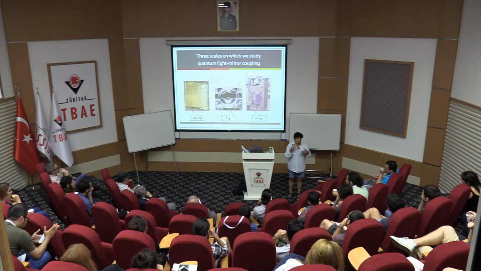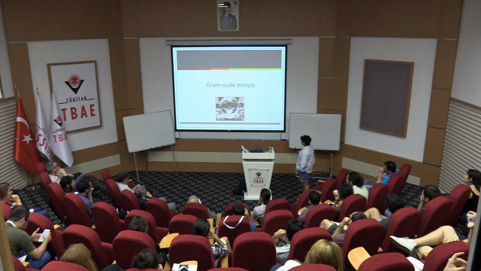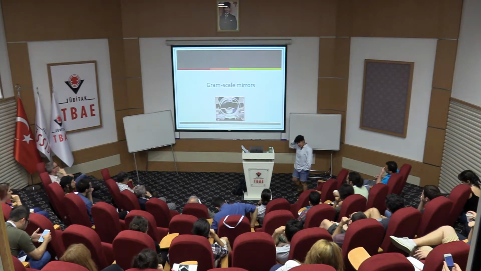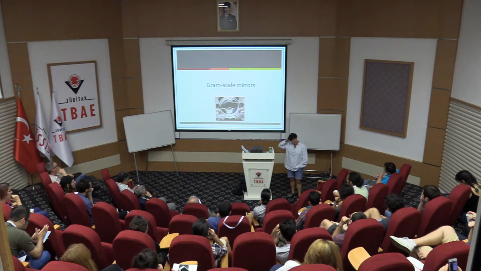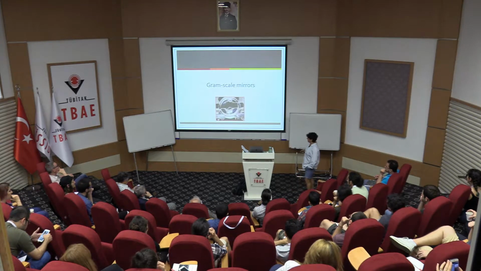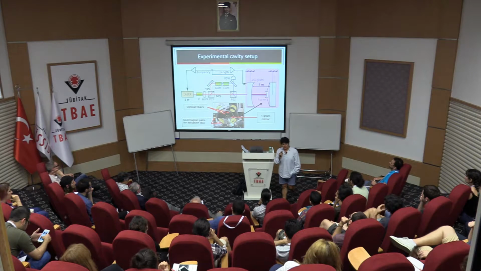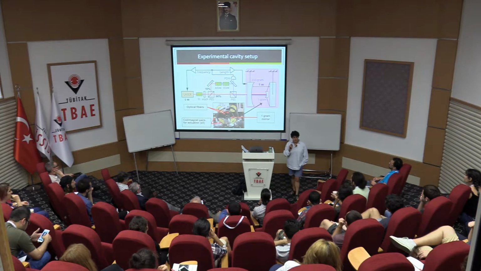And these are all different scales on which we can do different tests. So let me start with the gram scale mirrors, because the gram scale mirror experiments set up a new technology for us that is now widely used among all those mechanical optomechanics experiments I showed you. So what we set out to do is to make an optical trap for a mirror. Now, the optical trap for a mirror means you have to be able to remove energy from the system, right?